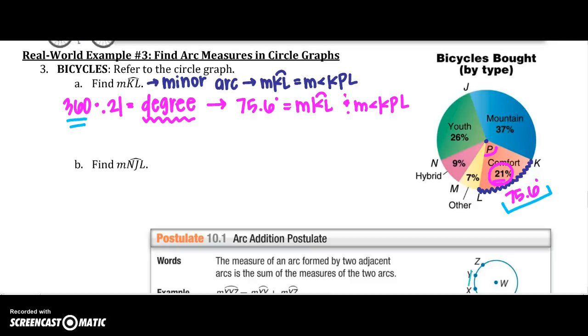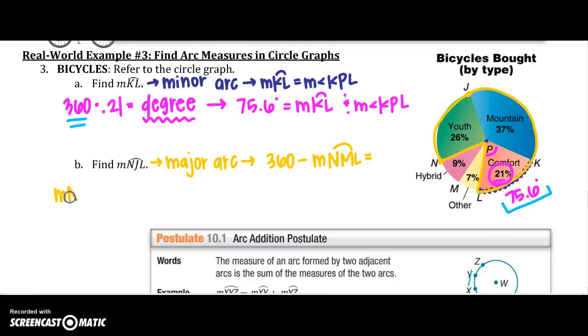Alright, and let's go ahead and try to find arc NJL. So I'm going to start at J, and then I'm going to go all the way around to L. So I'm going to go NJL. So I know that that is a major arc. And there's a couple ways you could find this. I'm going to take 360 minus this piece of my pie, the measure of our arc NML, and I labeled it with 3 just to be more specific.